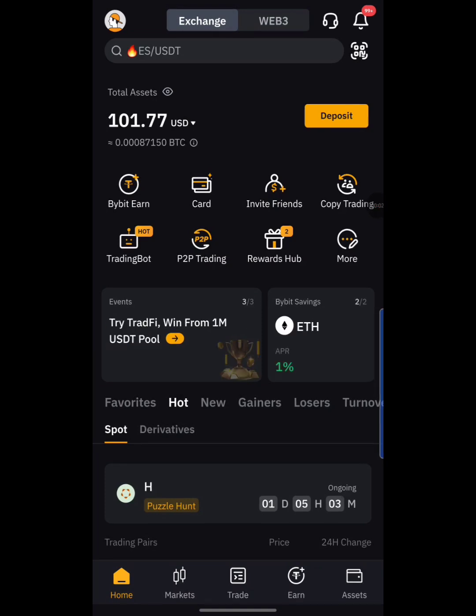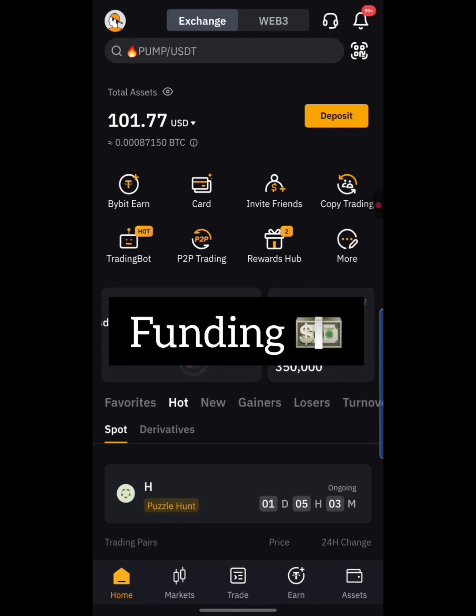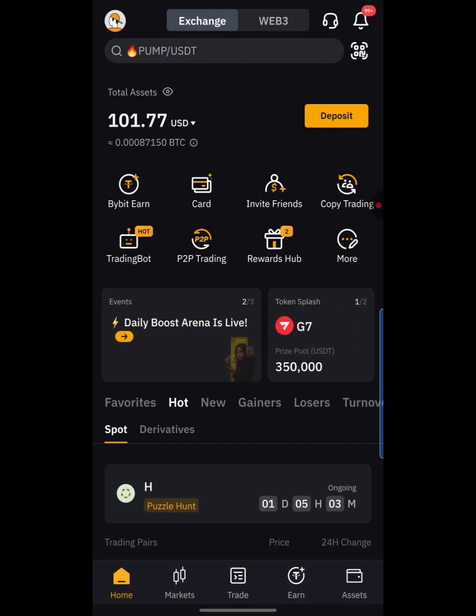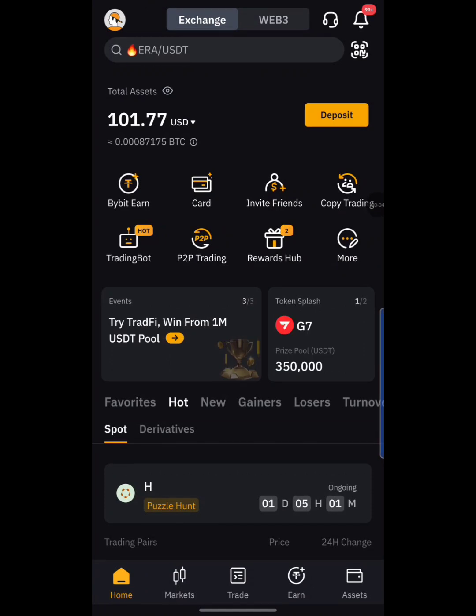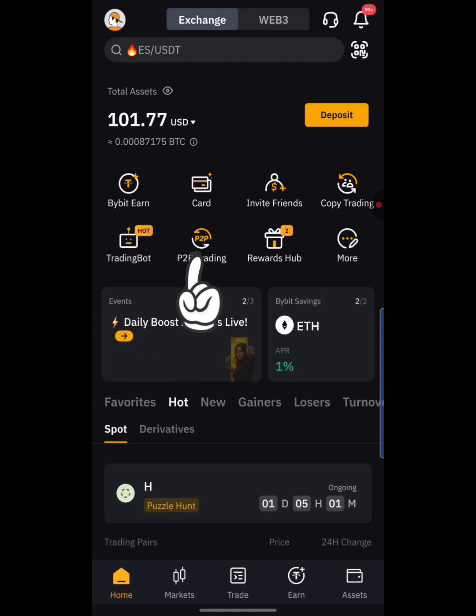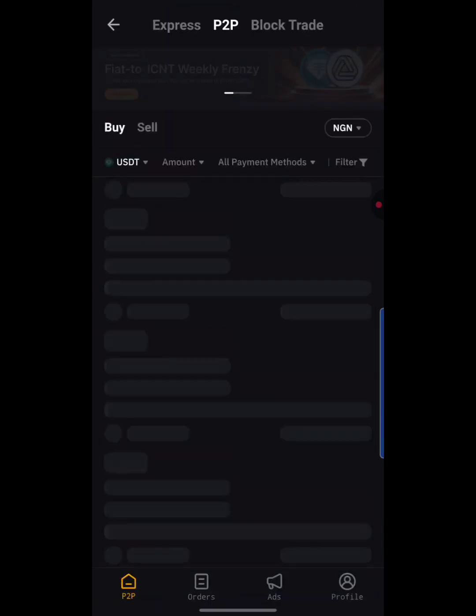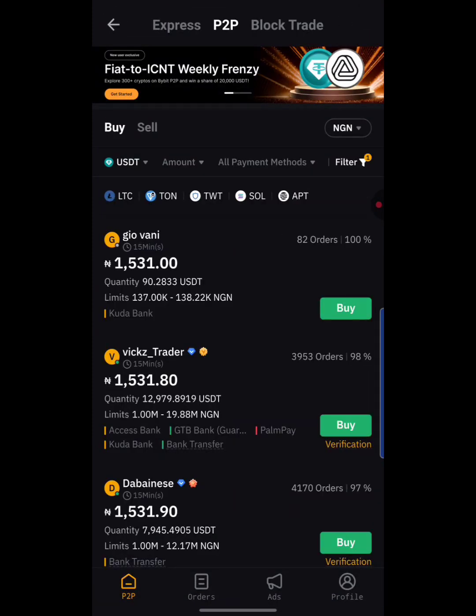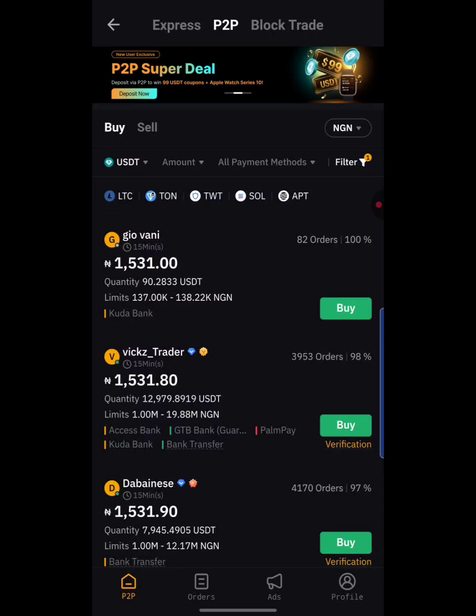Now, guys, when you are done having an account on Bybit, the next step would be funding your Bybit account. How can you fund your Bybit account? I'm going to be showing you two ways in which you can fund your Bybit account. The first way is through P2P trading. You can simply come over to the P2P section right here, guys. It's going to load up. Here we are, and then when you are here, you just simply hit on amounts.